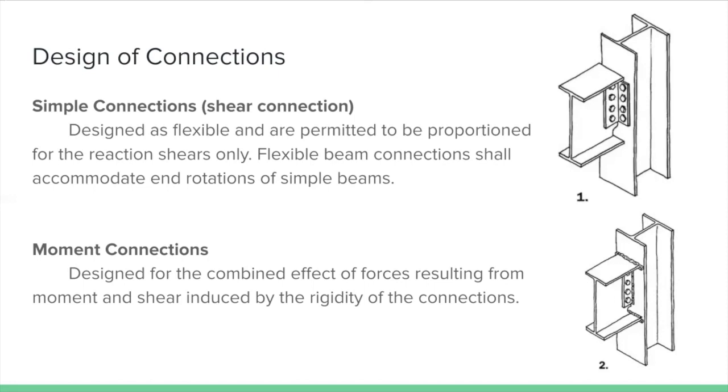And the second type of connection is the moment connection, and it is designed for the combined effect of forces resulting from moment and shear induced by the rigidity of the connections. So here it will resist both shear and moment forces and cause a transfer of bending moment from member to member. This connection provides more lateral stability in steel frames, but this type of connection is more complex and costly. As you can see in the picture, for a simple connection, the web of the beam is bolted to the column, and it shows that it's not rigidly connected to the column as compared to the second picture, where the flanges and the web of the beam are welded to the column.